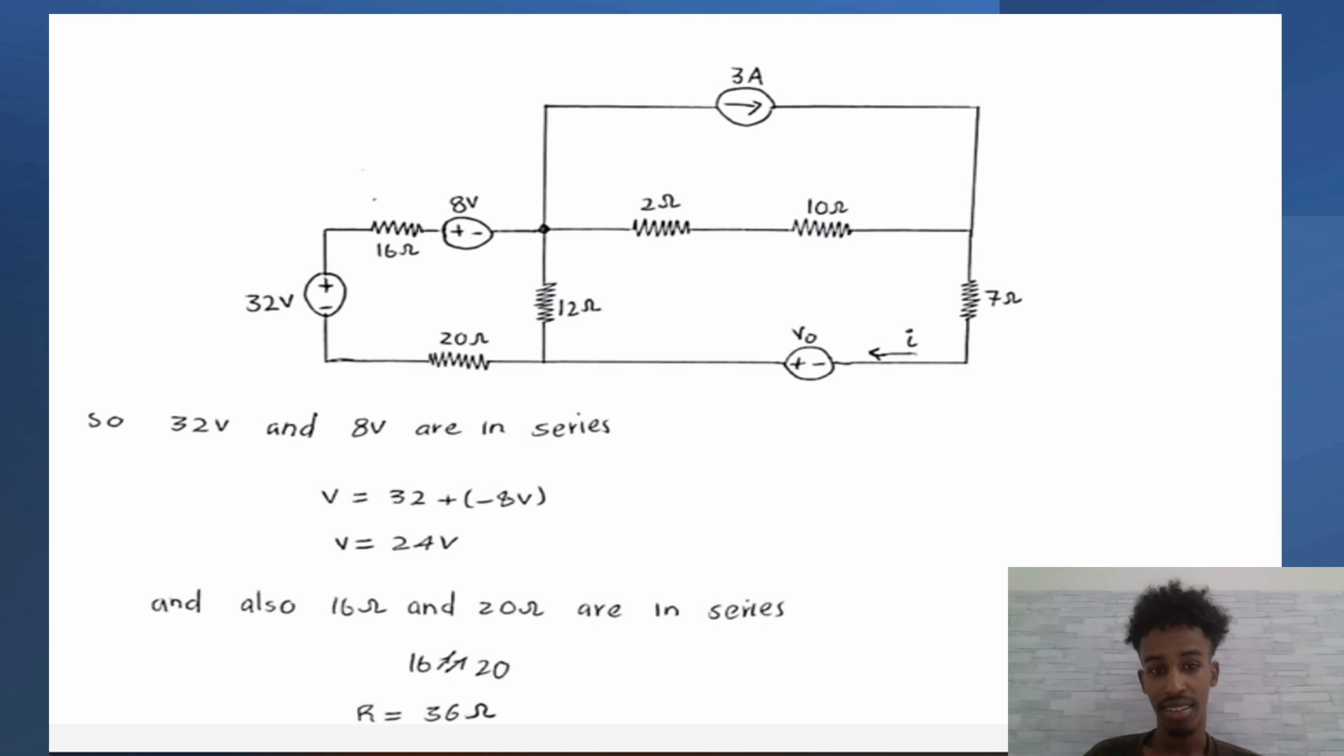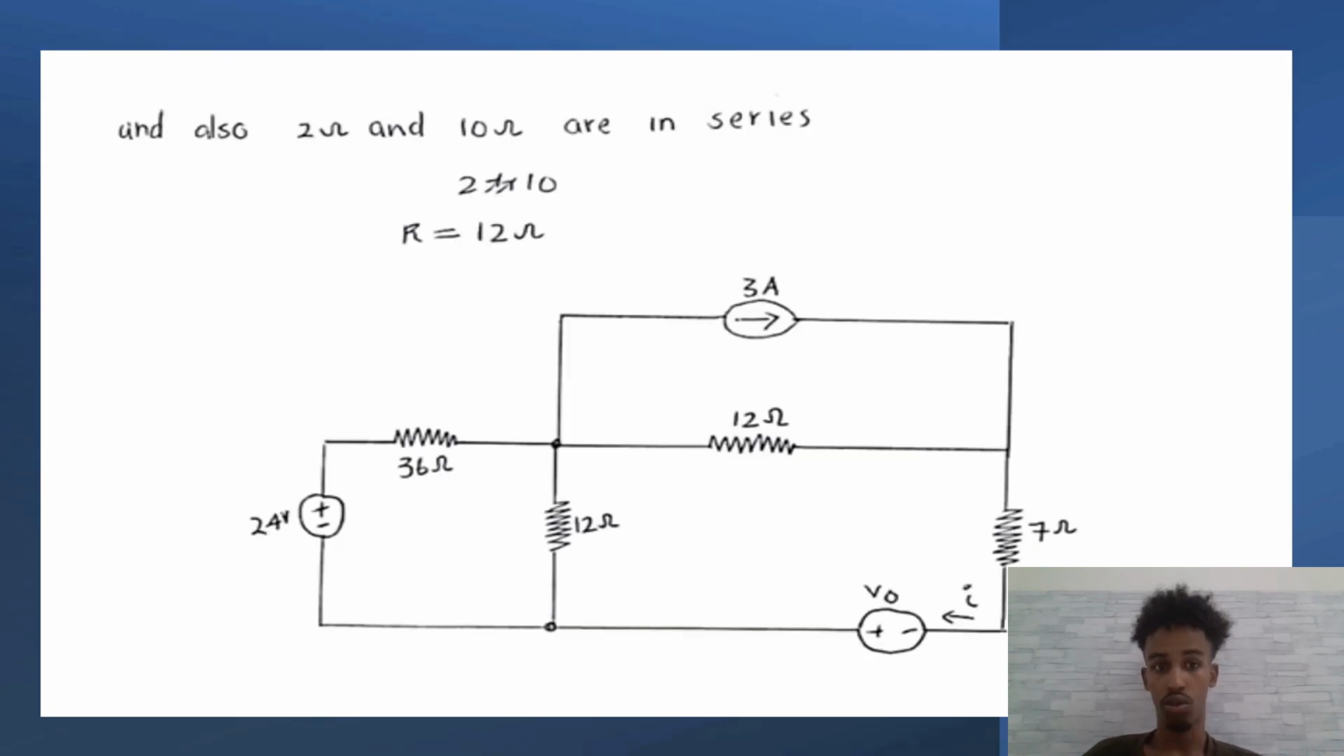And also this 16 ohm and this 20 ohm are in series, so we are combining them together. So 32 volt and 8 volt are in series: V is equal to 32 minus 8. V is 24 volt, and this 16 ohm and 20 ohm are in series, so it will be 36 ohm. Also 2 ohm and 10 ohm are in series, and also are in parallel with 3 ampere, so it will be 12 ohm. So our circuit will be like that.